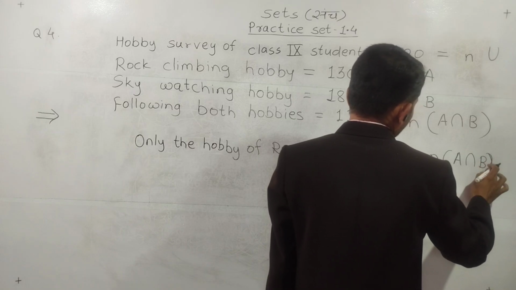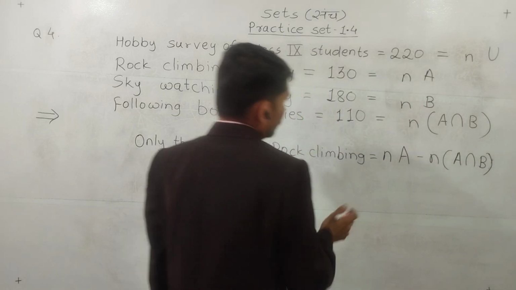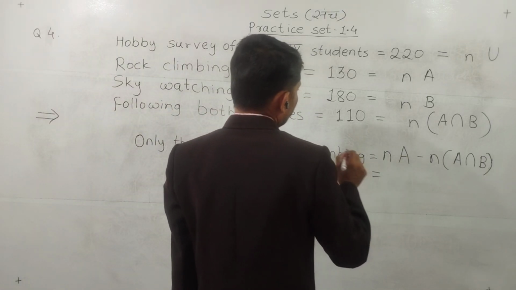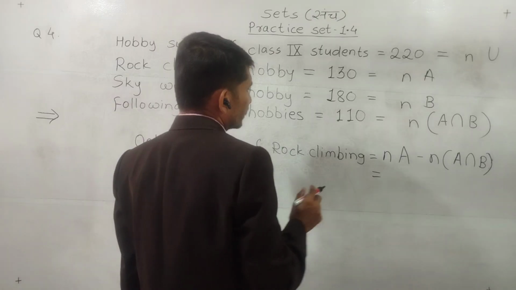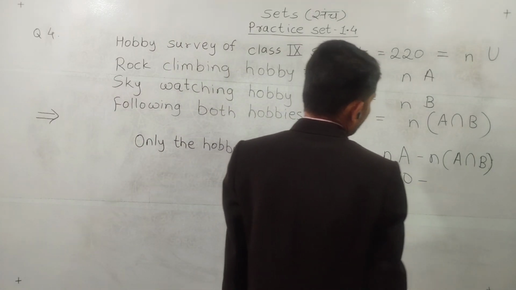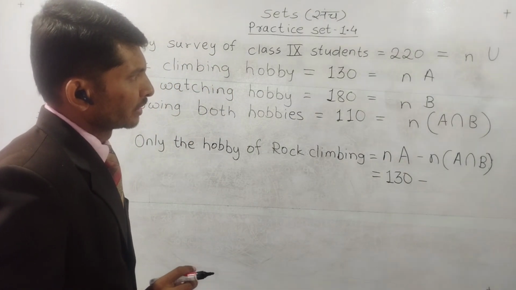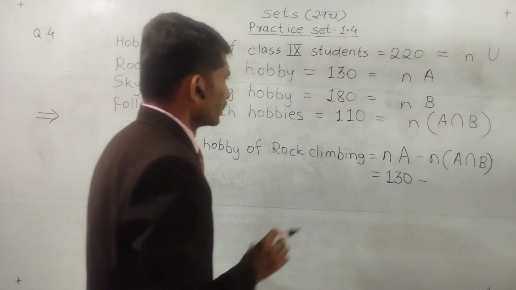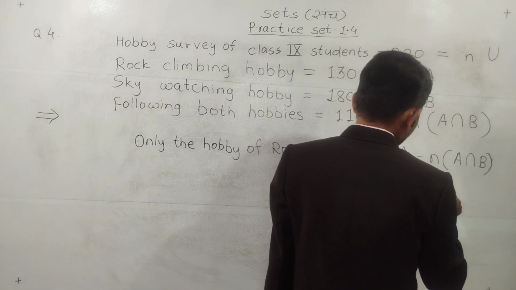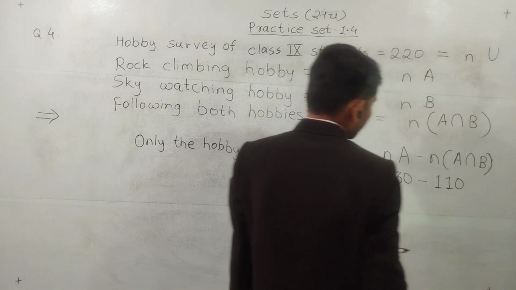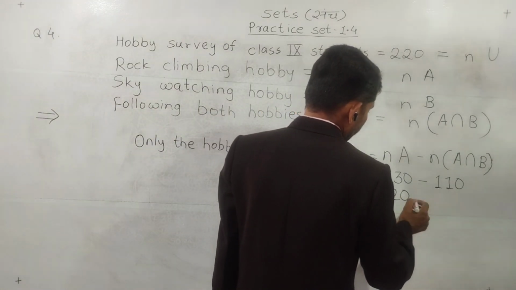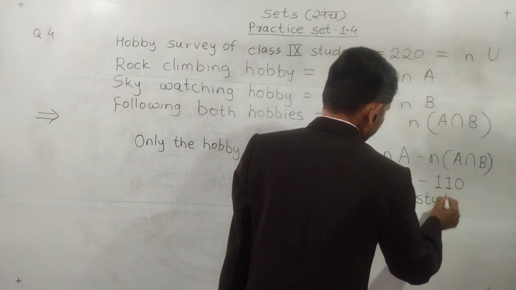Okay. Now see, we can place values here. So number of elements in set A, how many elements are there? 130. Minus how many elements are there in A intersection B? There are 110. Common hobby. Okay, 110 students having common hobby, both of the hobbies. Okay, so what will be the answer? 20 students.